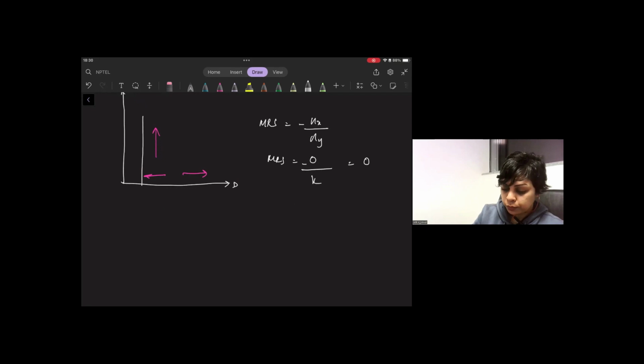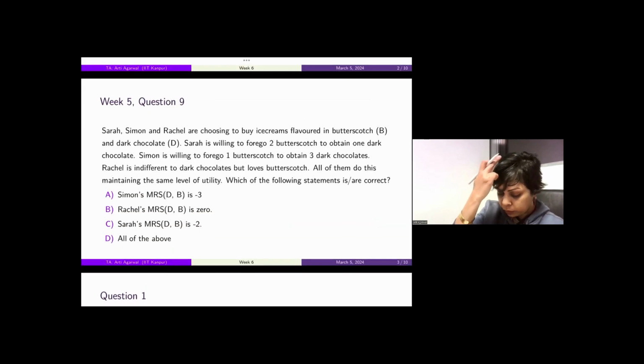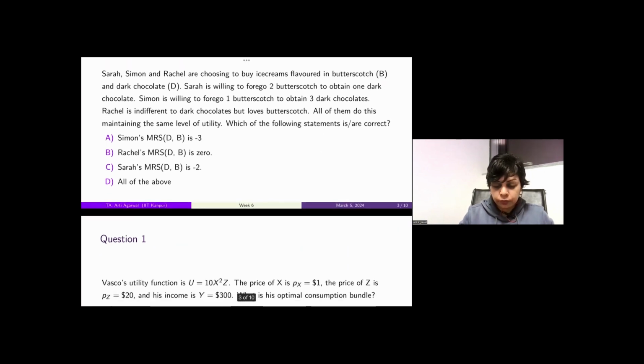So let's go back to the question and see which ones are correct. Simon's MRS came out to be -1/3, so that is not correct. Rachel's MRS we just found was 0, and Sarah's MRS we found was -2, right? So B and C are correct. So I think you had the correct answer. Let me open the chat. Yes, B and C you mentioned, which are correct.